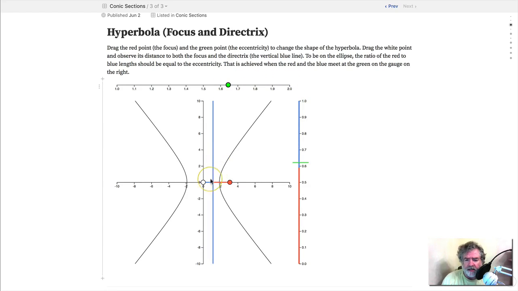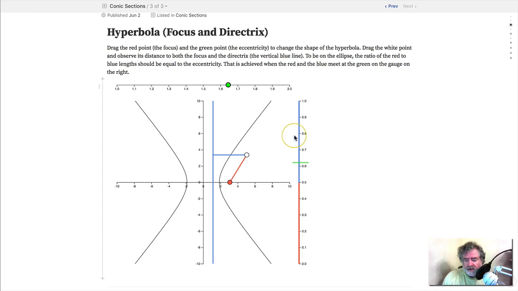So the real question again is, if you take a point, which I have here, the white point, you can put the point anywhere that you want. When will it be on the hyperbola? Well, once again, it's about the ratio of the red distance to the blue distance. So for instance, let's say that they're equal. We can see when they're equal over here. They'll be equal when the blue and the red here meet at 0.5. So the red length is equal to the blue length.